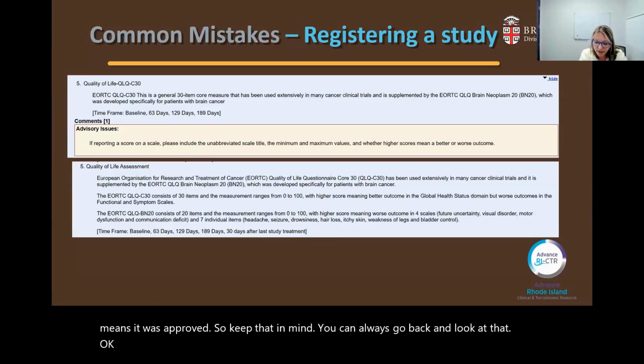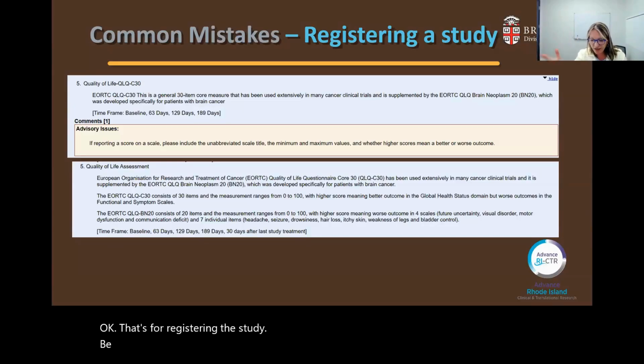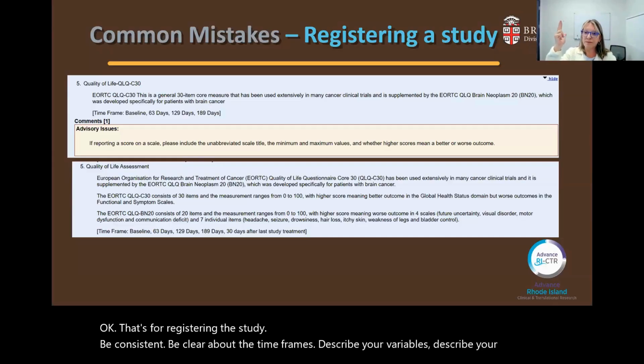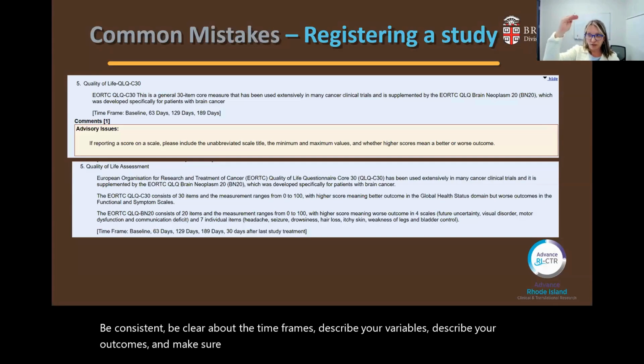Okay, that's for registering the study. Be consistent, be clear about the time frames, describe your variables, describe your outcomes, and make sure that they are consistent.